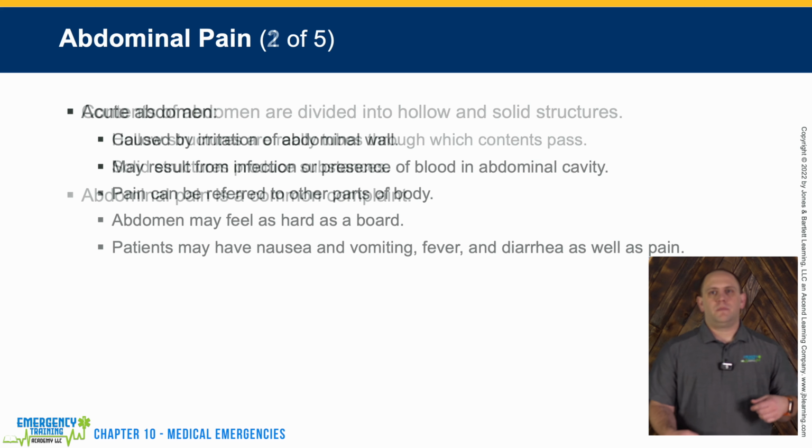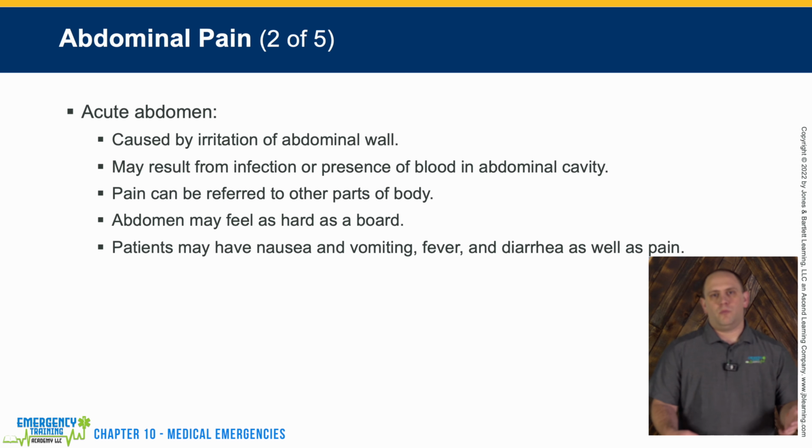Acute pain is something that has happened right here, right now. It's normally caused by an irritation of the abdominal wall. It could be from an infection, or maybe we have blood in the abdominal cavity related to trauma. With the organs in the abdominal cavity, sometimes we can end up with what's called referred pain, or pain in another part of the body that is related to those different organs.